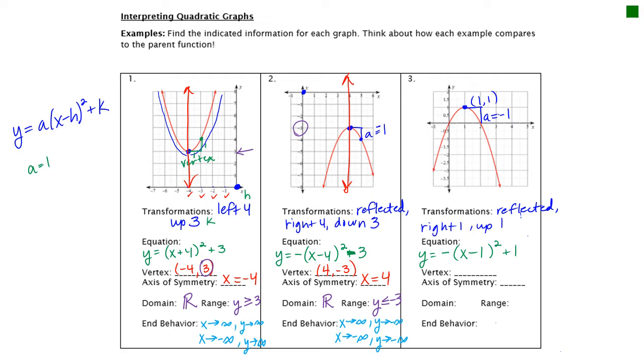My vertex is where this blue dot is, so it's at (1, 1). Axis of symmetry is always x equals the x value of our vertex, so x equals 1. Domain is going to be all real numbers, just like the other two. The range is going to be less than or equal to the highest y value, since this is upside down, and my highest y value is 1. End behavior, I need one of each, x goes to infinity and x goes to negative infinity. And if you look at this graph, since it's facing down, both of my y values are going towards negative infinity.